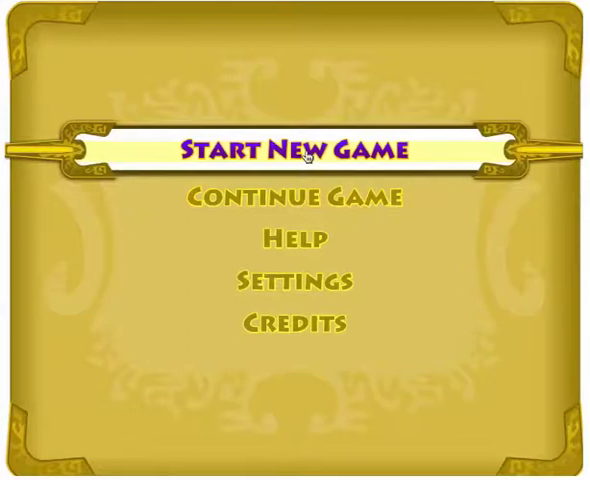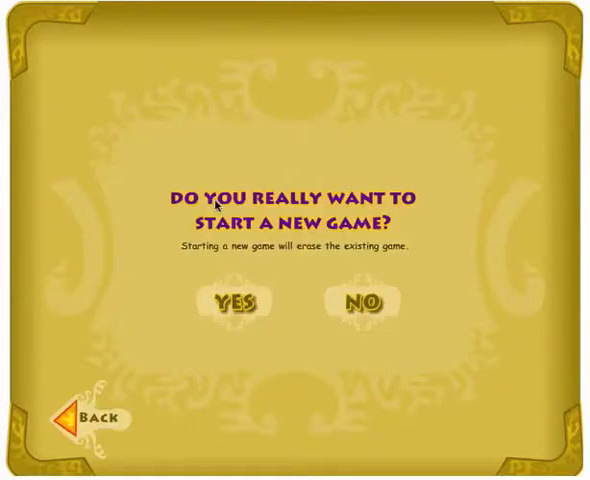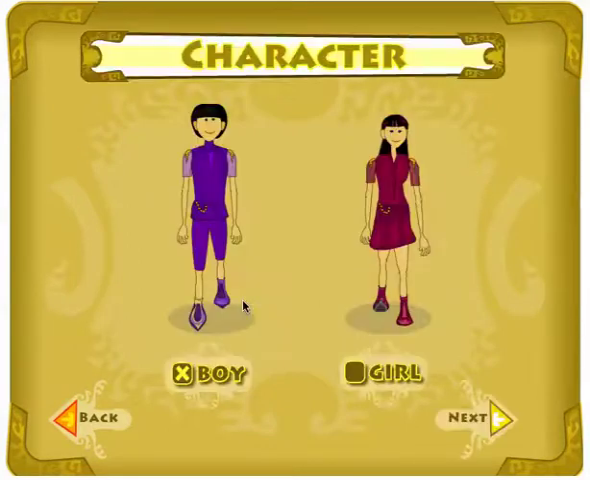Now we are going to start a new game. In the Lost Lunchbox, you can save your game as long as you're on the same computer. So I click Start New Game, and it asks me, do you really want to start a new game? Because I've played other games on this computer before. I'm going to click Yes. And so I'm going to choose whether I want to be a boy character or a girl character. Let's stick with a boy and click Next.